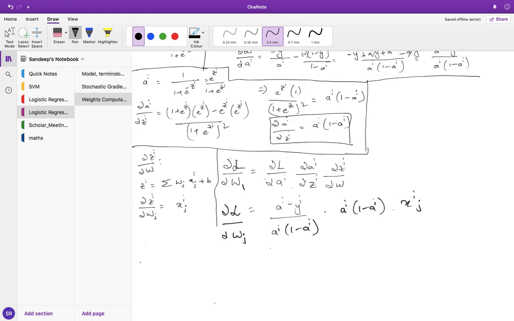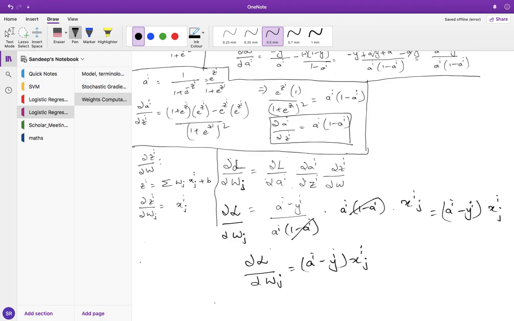We are trying to find dou L divided by dou Wj. As you can see, this can be cancelled out. So what we are left with is ai minus yi into xij. So dou L by dou W has been simplified to a small term, which is ai minus yi into xij.